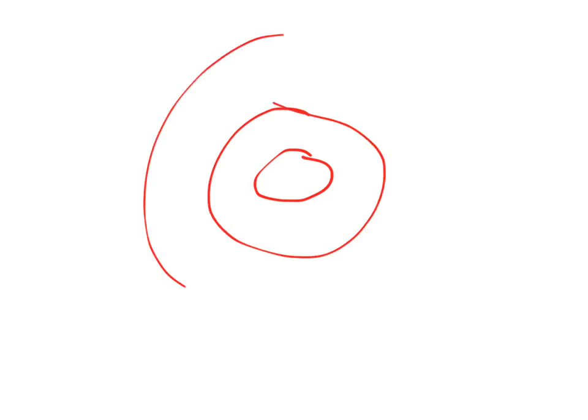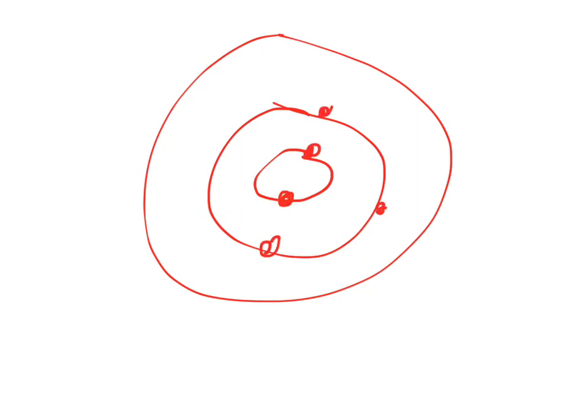Okay, so Bohr's model is simple. We have energy levels. We have electrons in these energy levels. All right? So we've got electrons here. We've got electrons here. We've got electrons here. They go in increasing outwards.